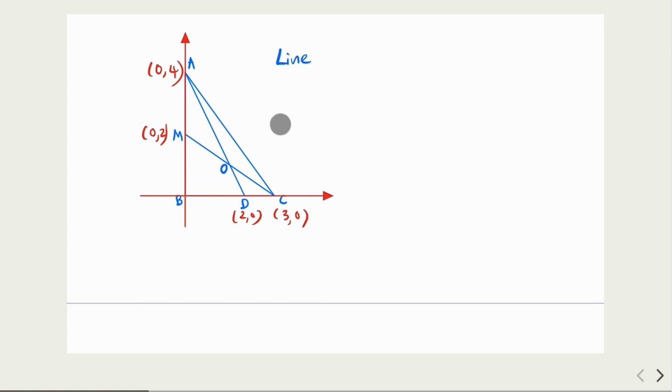So we need to find the coordinate of O, but let's start with the equation for AD here, right? So that would be x over 2 plus y over 4 equals 1. Now, if you rewrite this by multiplying by 4, 2x plus y equals 4. That's the equation. The other straight line is CM here.